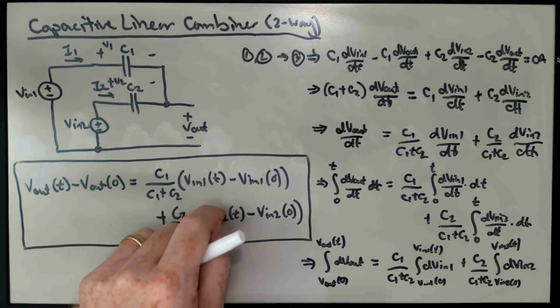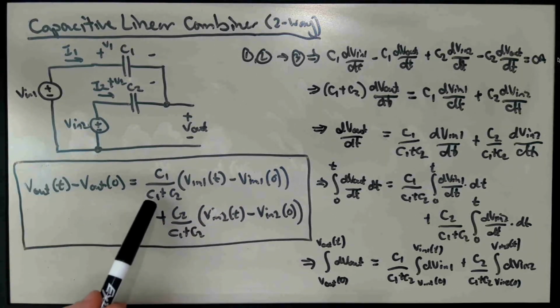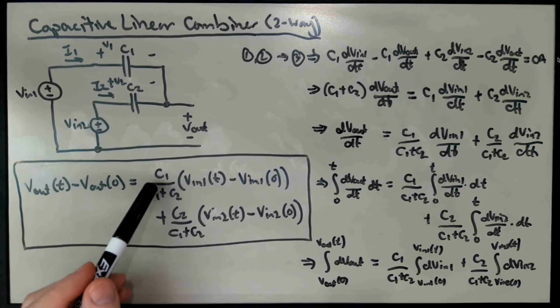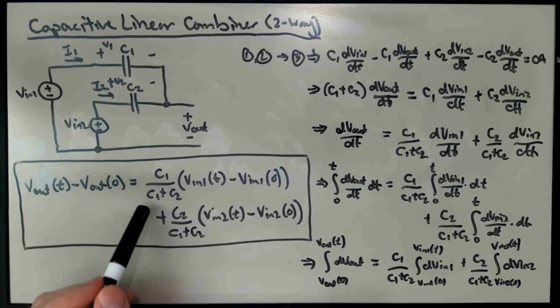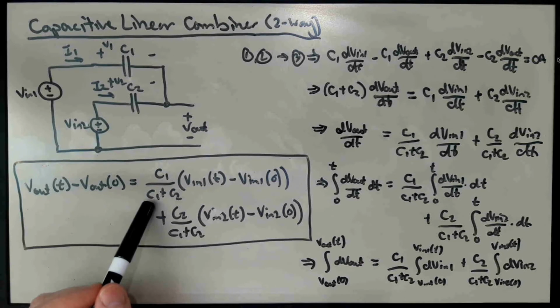Okay. So just like the resistive linear combiner has some weights or coefficients, so does the capacitive linear combiner. Each weight is proportional to the capacitance through which its input couples into the output, and it's normalized by the total capacitance. And these weights are very, very similar. If you go back and look at the resistive linear combiner expressed in terms of the conductances, the weights are the same as they are here with the capacitors. Again, because capacitance is very analogous to conductance.